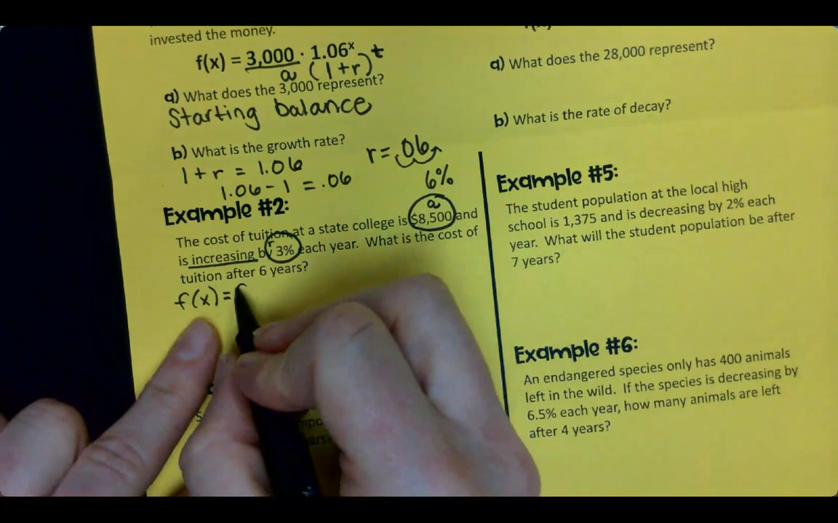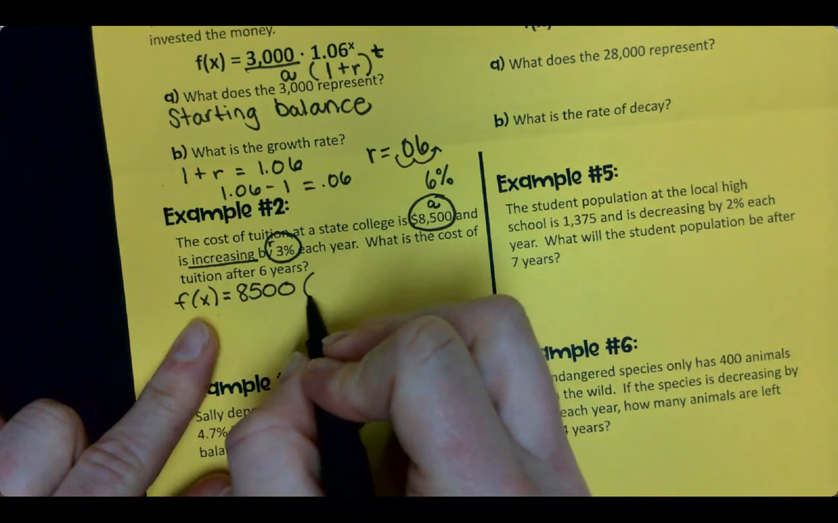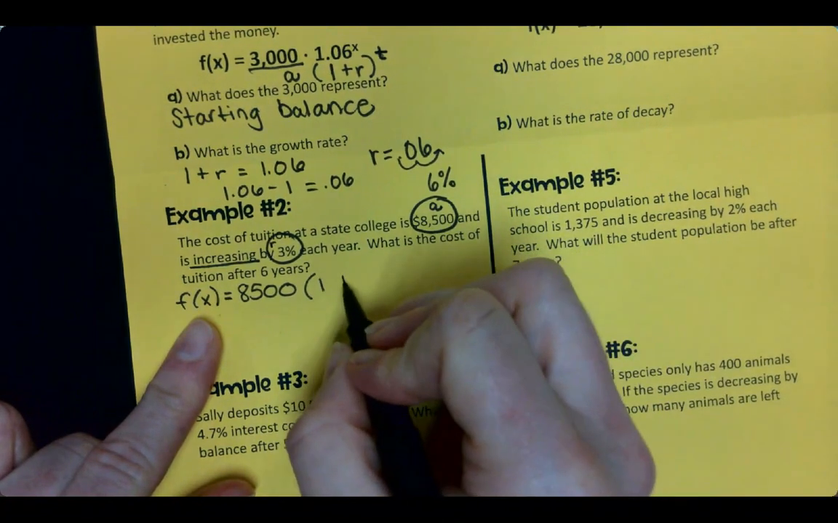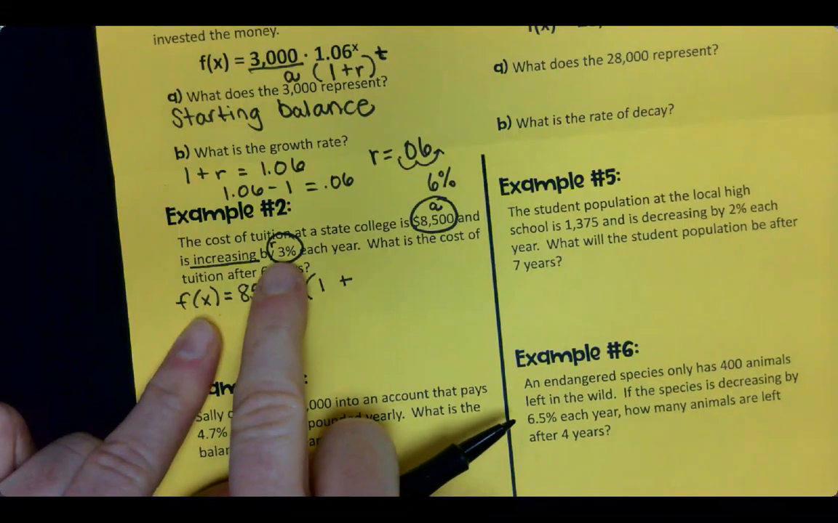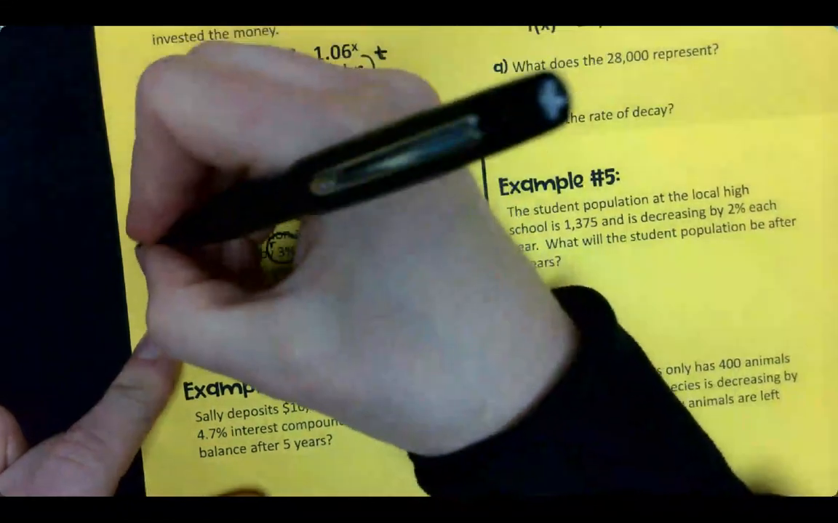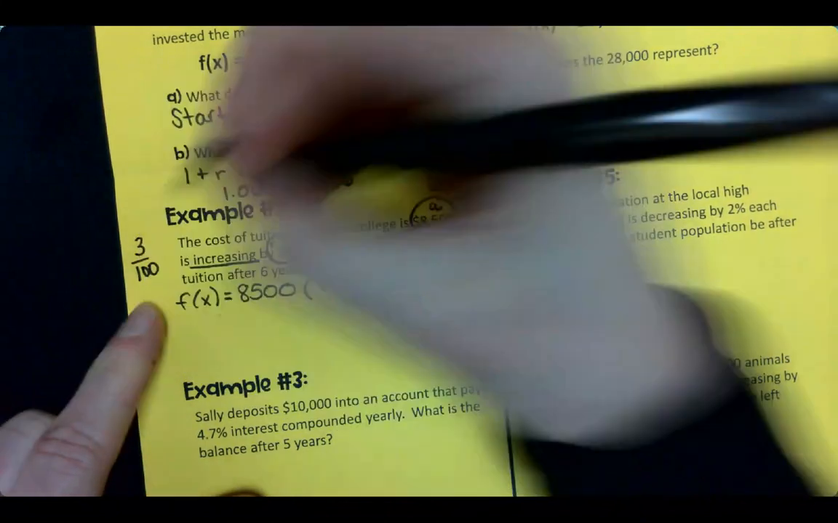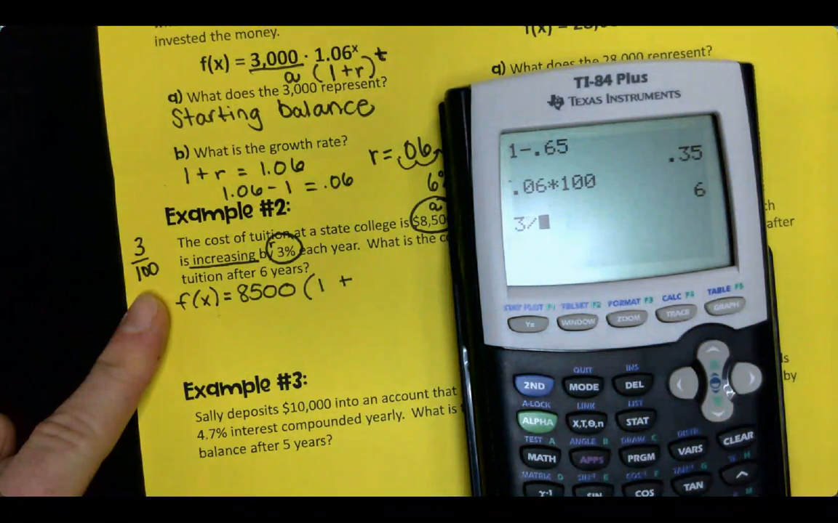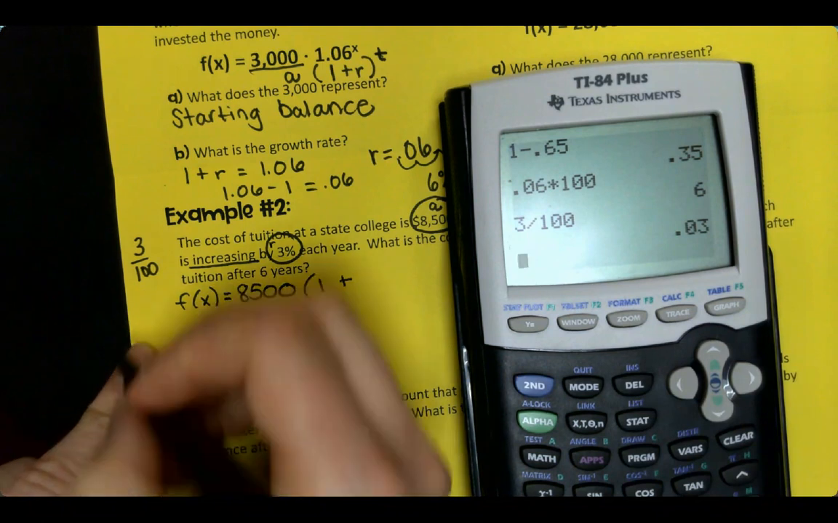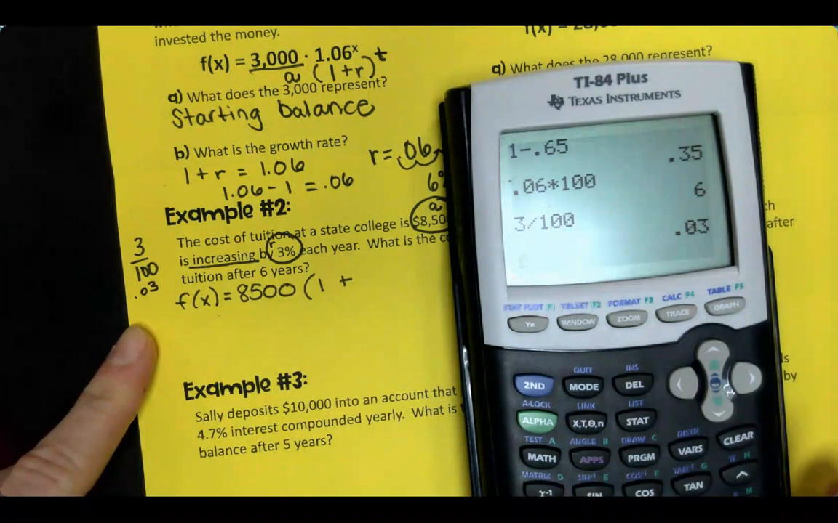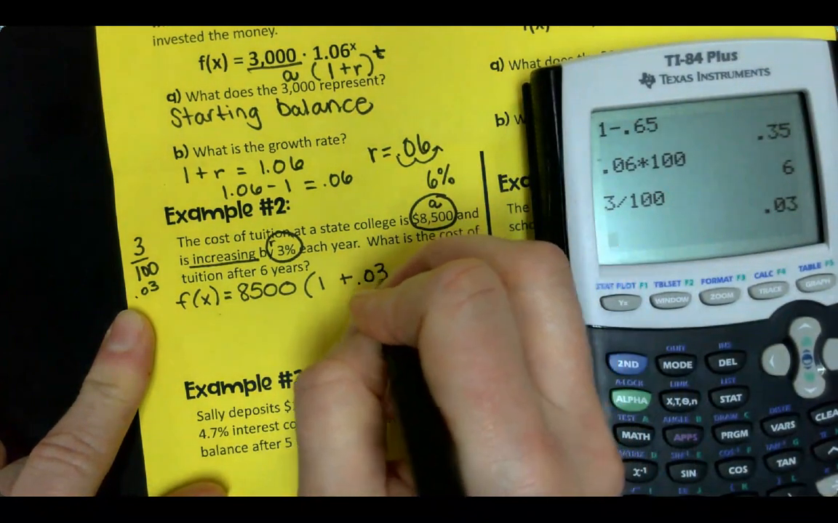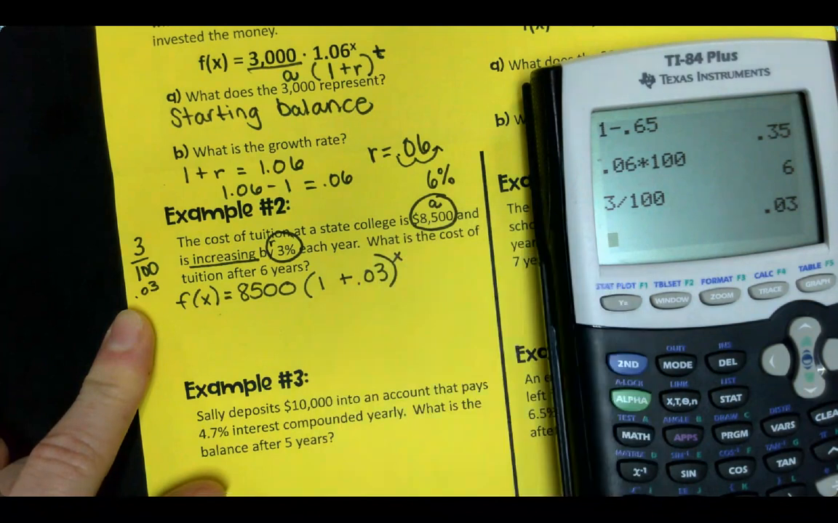So it's going to be 8,500. And since it's increasing, I'm going to do 1 plus, but I'm not going to do 3. I need that as a decimal. So this would be 3 out of 100 because it's percent, per 100. 3 out of 100, 0.03 is our rate. 1 plus 0.03 raised to the x.